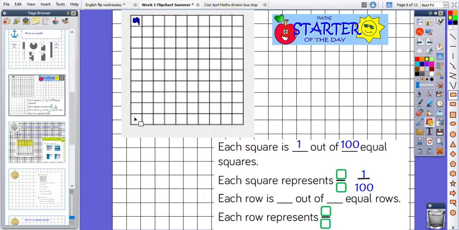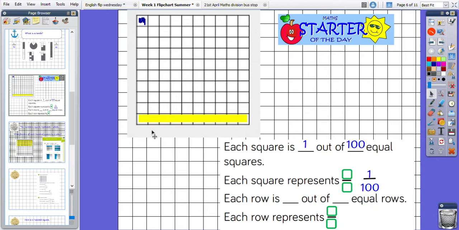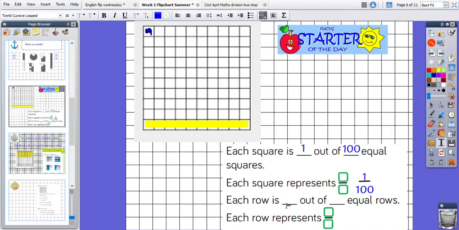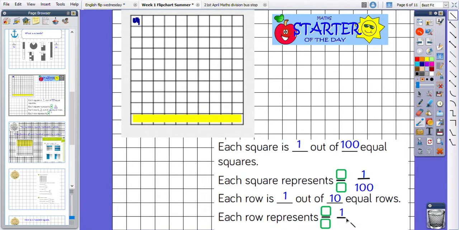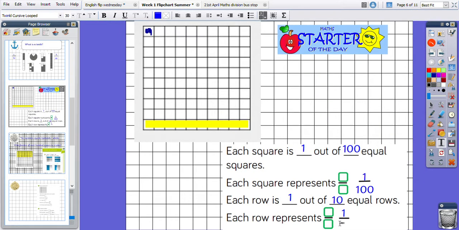There are 100. So each square represents 1/100. Now, if I was dealing with an entire row of my 100 square, that would be a different fraction altogether. How many rows do we have? 1, 2, 3, 4, 5, 6, 7, 8, 9, 10. So each row is 1 out of 10 equal rows. So each row represents 1/10, and our denominator this time will be 10.